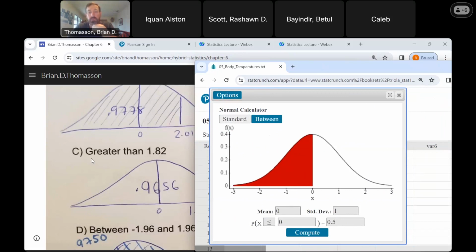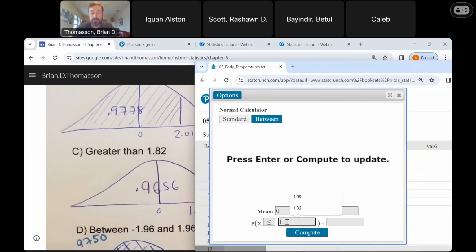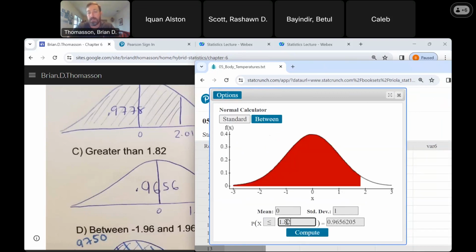Part C is greater than 1.82. This is where you have to be careful. So if you put in 1.82, you're like, okay, great, I'm ready to go. But notice that the lower portion of it is shaded. We don't want the lower, we want the upper. So we're looking for greater than 1.82.